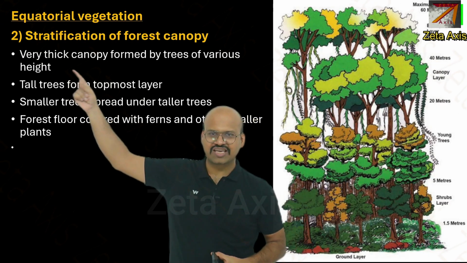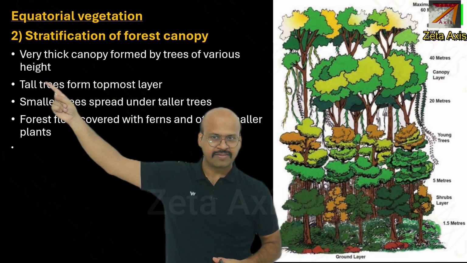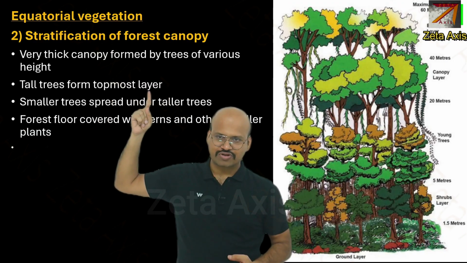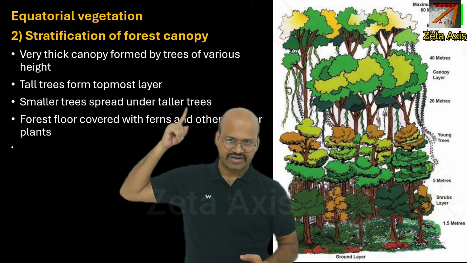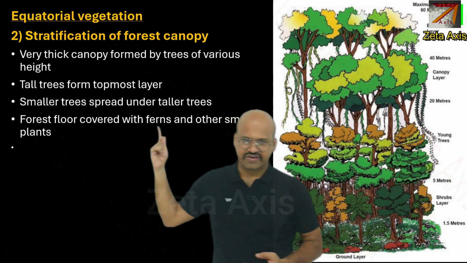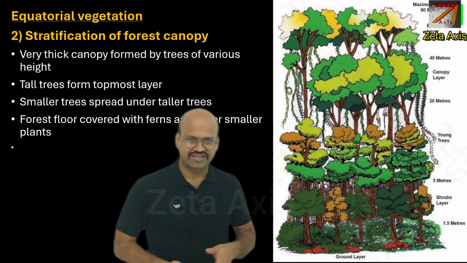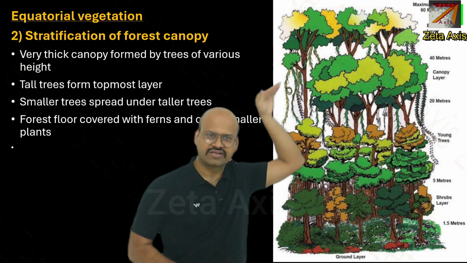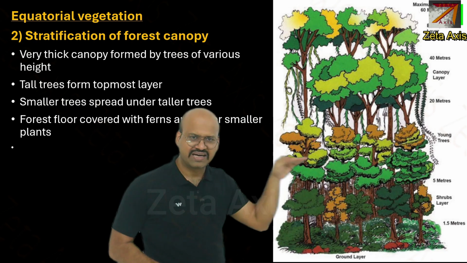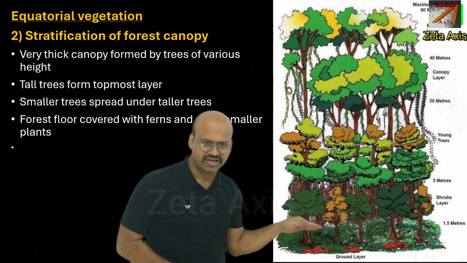So we see a very thick canopy formed by trees of various heights. Tall trees form the topmost layer, smaller trees spread under the taller trees, and the forest floor is covered with ferns and other smaller plants. So we can see there is distinct stratification: taller trees, slightly shorter trees, young trees, and then we have ferns and shrubs at the ground level.